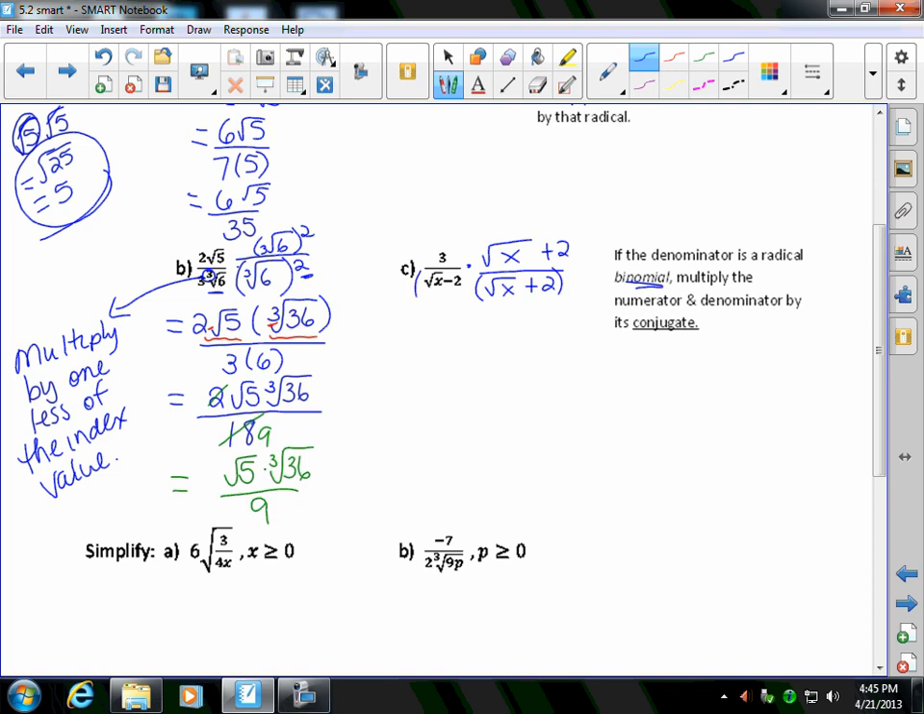And the reason why we multiply by the conjugate is that when we multiply through on the denominator, it's going to leave us with 2 terms instead of 3 terms. Okay? So conjugate is just opposite sign. So if I had x minus 17, the conjugate for that would be x plus 17. If it was y squared minus 12, the conjugate would be y squared plus 12.